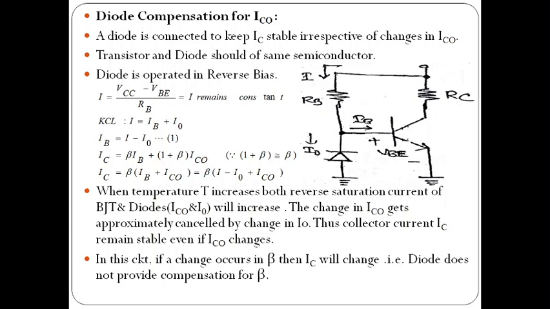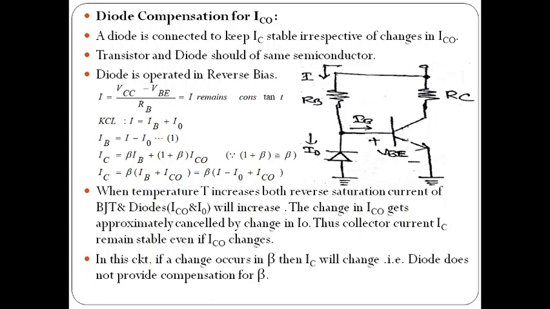Here I am replacing the base current IB with equation number 1, I minus I naught. So IC equals beta into (I minus I naught) plus ICO. We know when temperature increases, both the reverse saturation current of the diode and of the collector junction of the BJT must increase. Here minus I naught plus ICO, these two cancel each other. So if the temperature increases by 1 degree Celsius, the reverse saturation current of the BJT increases and the reverse saturation current of the diode also increases.